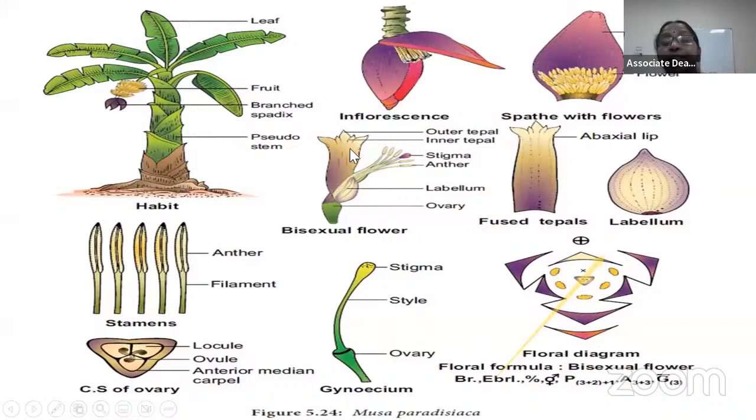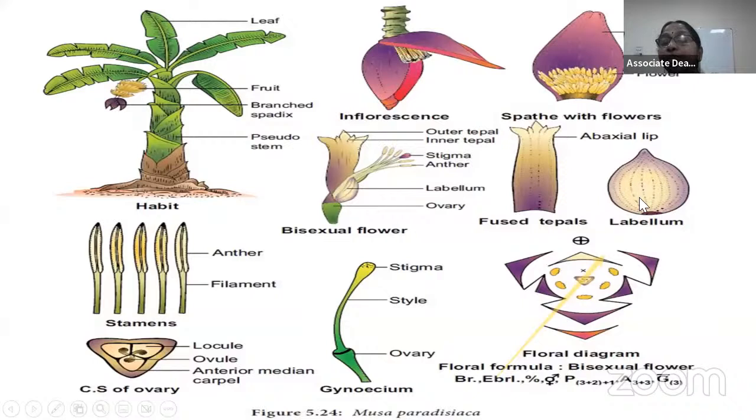Here you can see the bisexual flowers, how they look. Here it has the labellum, which is a lip-like structure, and this one is the ovary. The ovary is generally inferior, above which all these flower parts are arranged. That's why it is known as inferior. Here you can see the stigma and also the 5 anthers. Both the sepals and petals are fused together, that's why they are known as tepals, outer tepal and inner tepal. Here you can see the fused tepals and also the labellum.